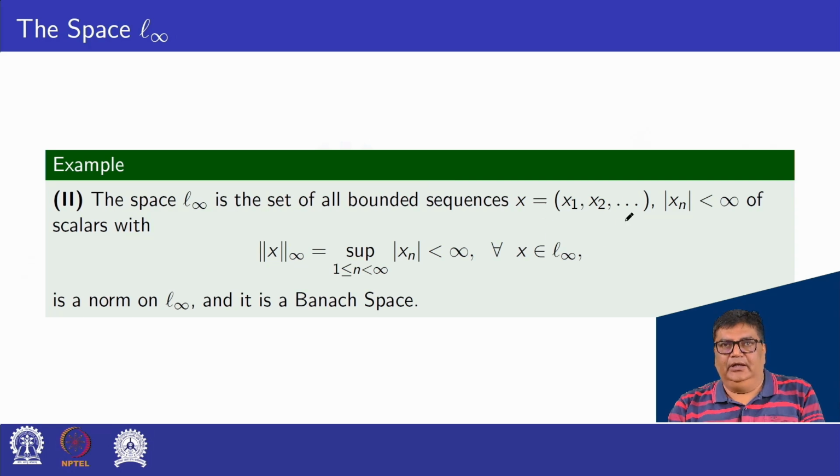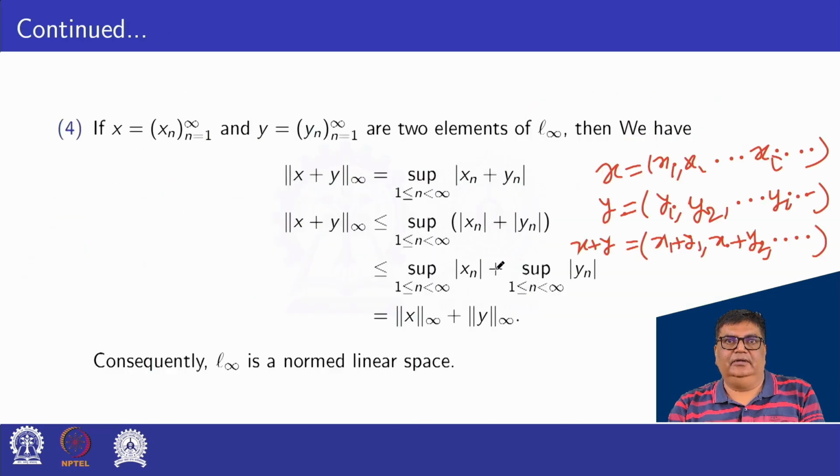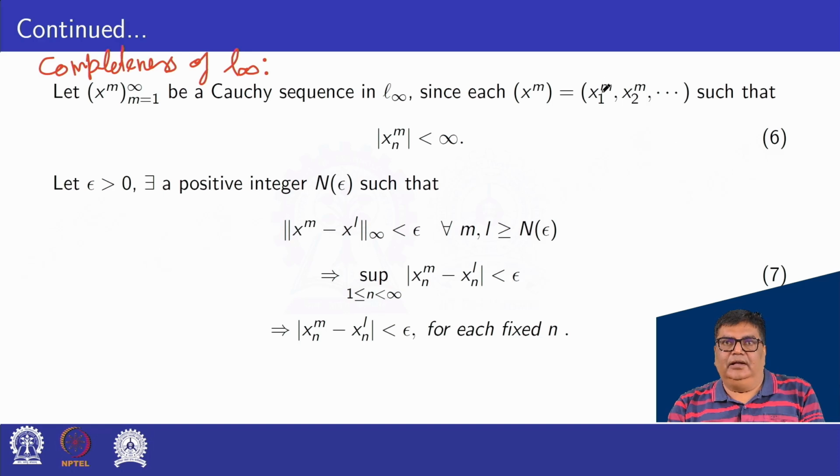If x is infinite dimensional, then mod x_n is less than infinity. So we have taken a Cauchy sequence x_m; x_m is infinite dimensional, so x_m1, x_m2 and so on, then mod x_mn is less than infinity for all n, where n lies between 1 to infinity.